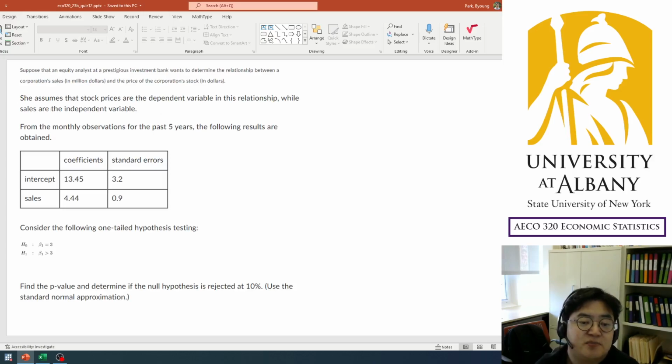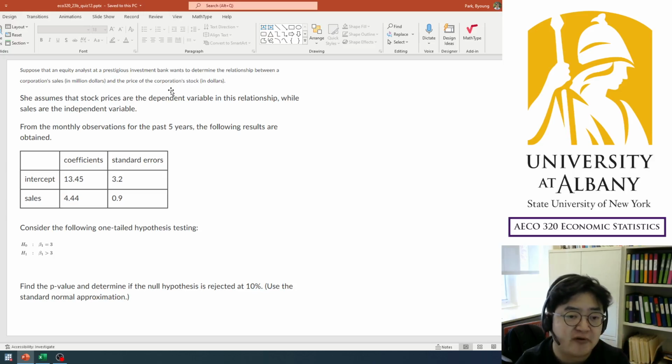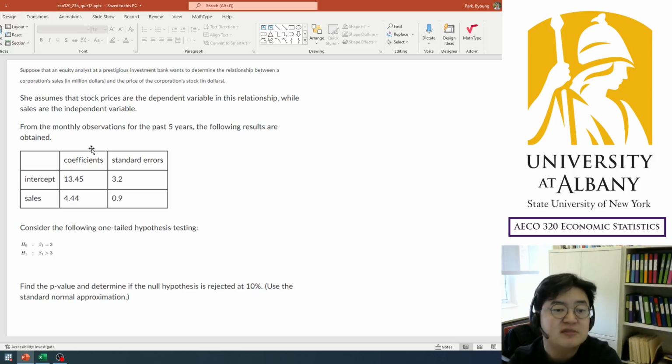Next, suppose that an equity analyst at a prestigious investment bank wants to determine the relationship between a corporation's sales and the price of the corporation's stock. So sales and stock for a firm. She assumes that the stock prices are the dependent variable in this relationship, while sales are the independent variable. From the monthly observations for the past 5 years, the following results are obtained. So we assume that the stock price can be explained by the firm's sales.